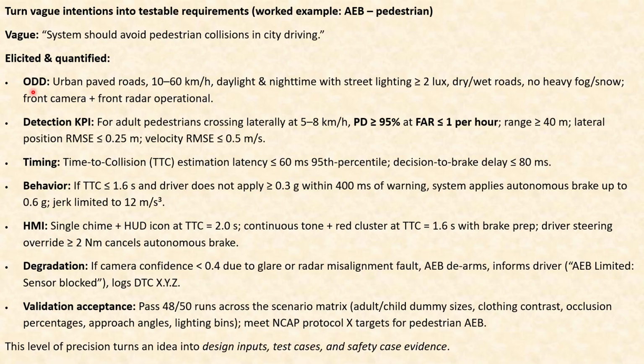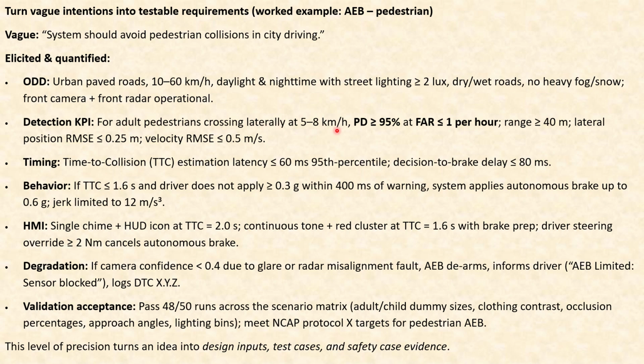When it comes to the operational design domain: first, urban paved road at a velocity range of 10 to 60 km per hour, daylight and night time with street lighting greater than 2 lux. Again, this is important: street lighting greater than 2 lux, whether it is a dry road or a wet road, no heavy fog and snow. Especially in a country like India, you can safely assume there is no heavy fog and snow. And front camera plus front radar operational. This must be satisfied and must be able to function. That is the ODD.